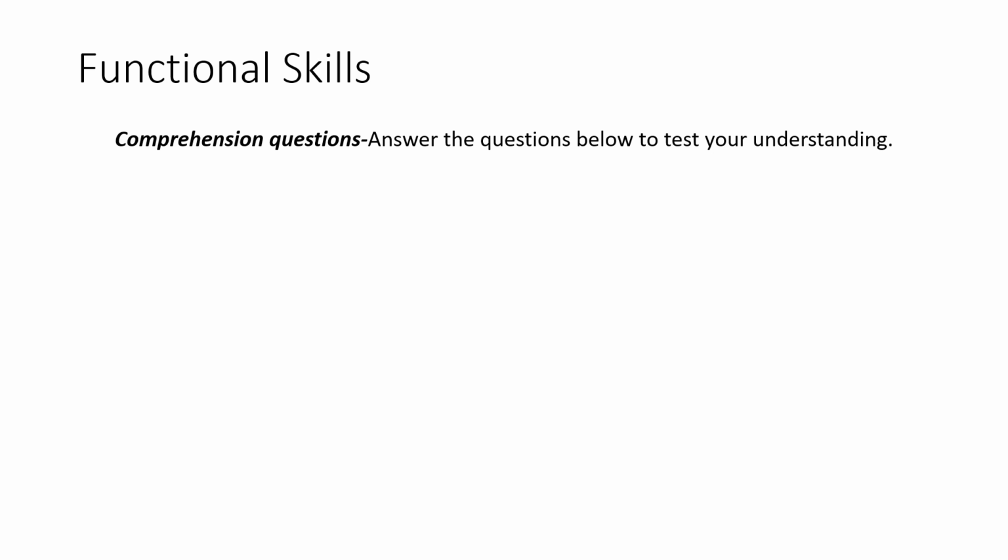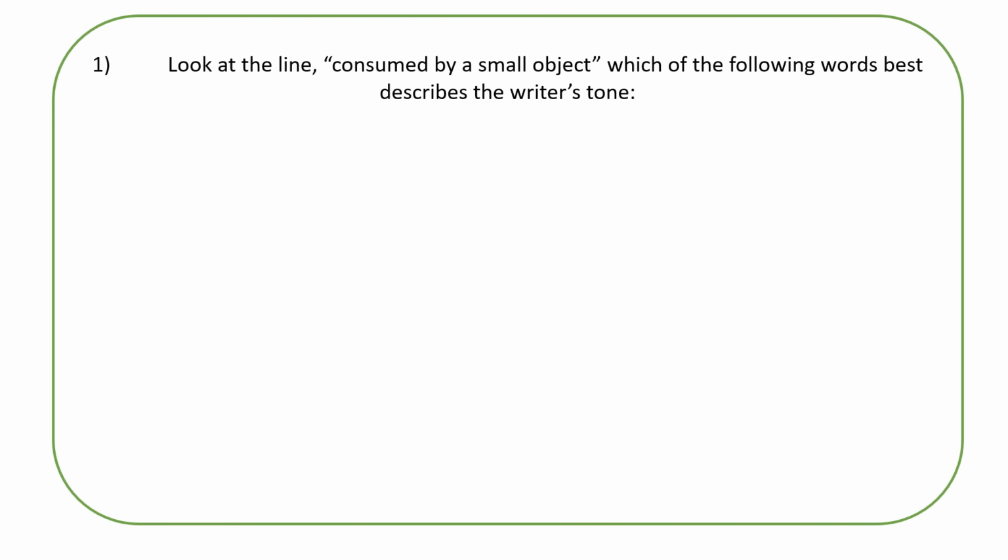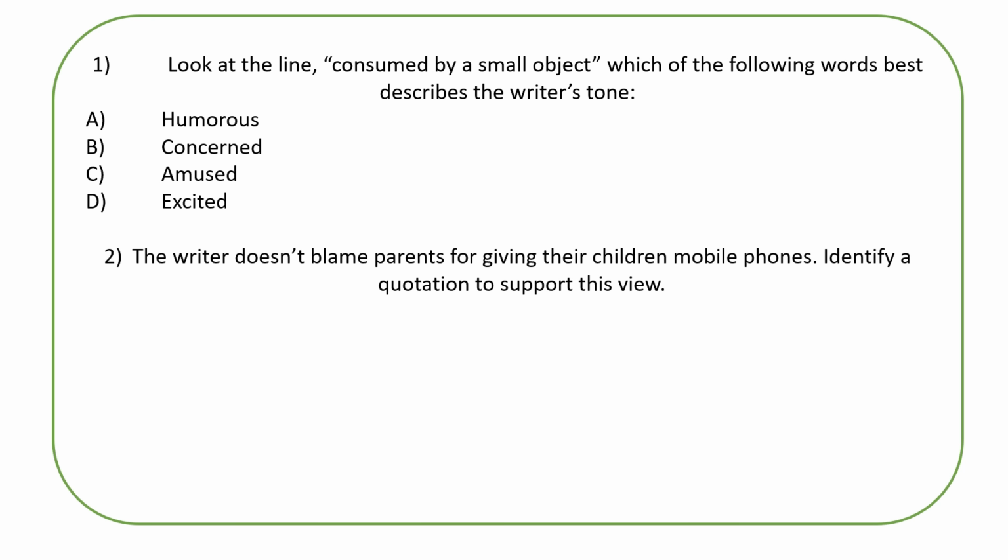Comprehension questions. Answer the questions below to test your understanding. Number 1. Look at the line, consumed by a small object. Which of the following words best describes the writer's tone? Is it A, humorous, B, concerned, C, amused, or D, excited? Number 2. The writer doesn't blame parents for giving their children mobile phones. Identify a quotation to support this view.